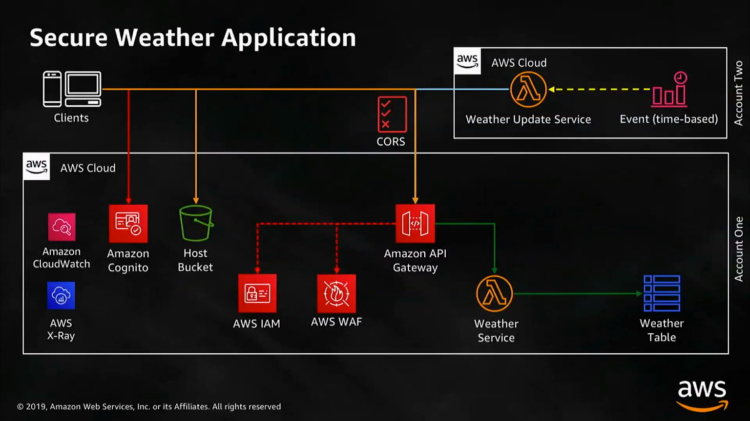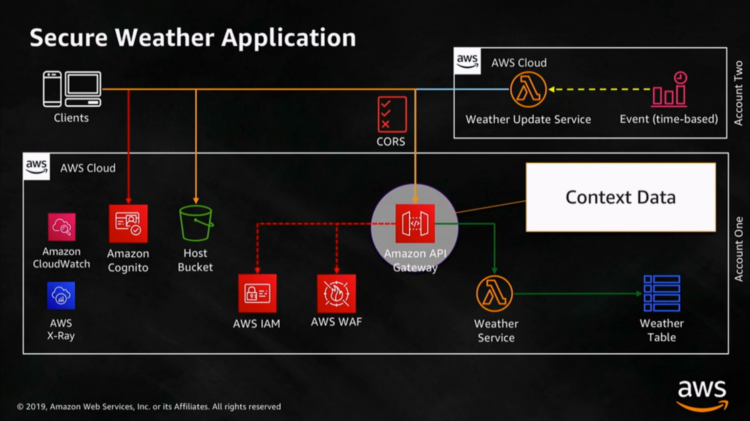So, all right, let me bring back up our screen. Bringing the screen back up again, we're back to our weather application, and one of the things we're doing is when we talk about that context data, it's getting added at the API gateway, right? It's basically being added several different ways, as Bob talked about, whether it's an IAM authorizer, a user pool or Cognito authorizer, or a custom authorizer, so that context is getting added.